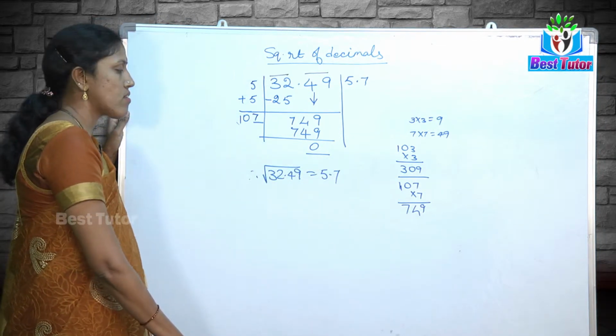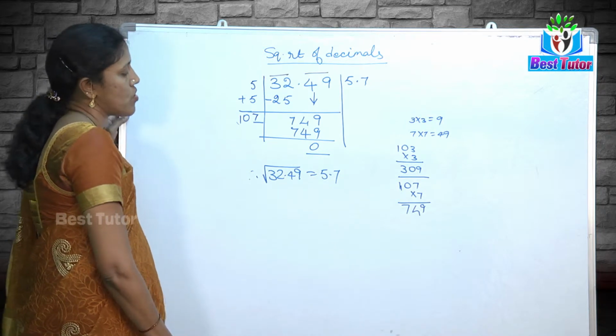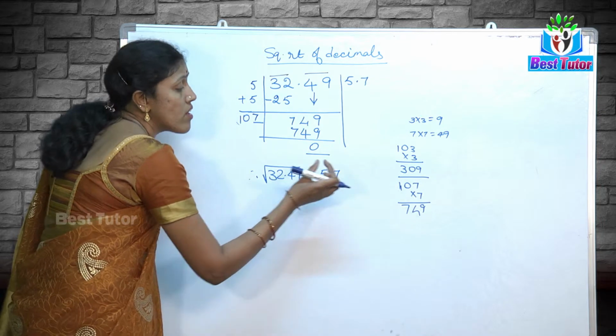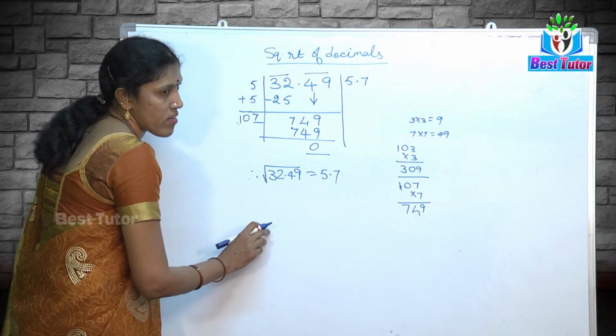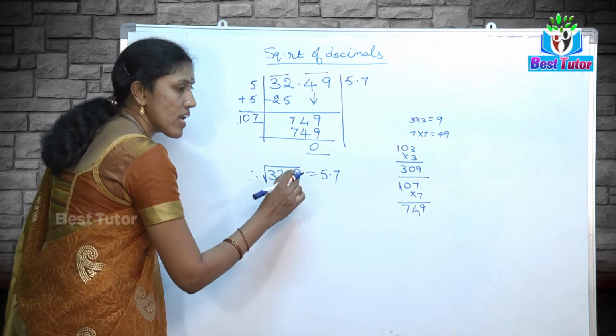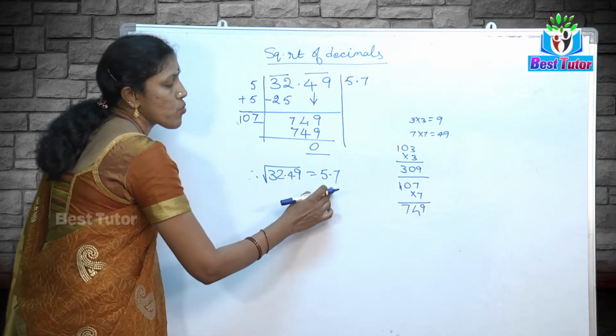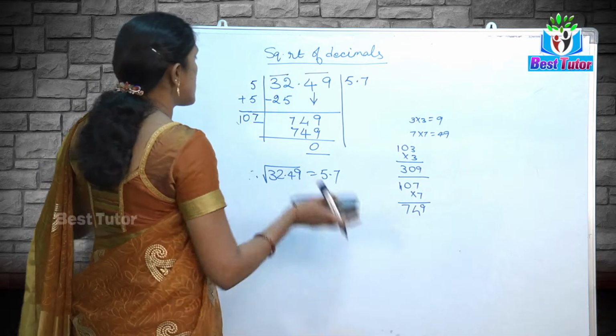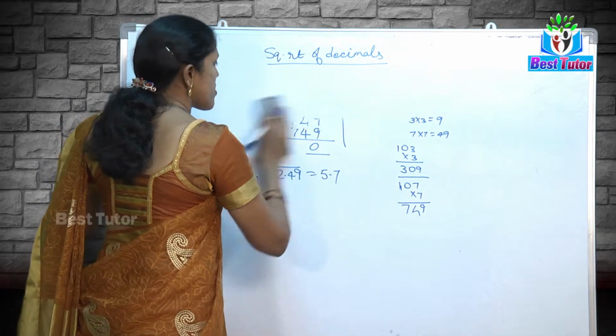And here is one more tip to check our solution. The given question has 2 decimal places. Then the square root will have 1 decimal place. If the given decimal has an even number of decimal places, then the square root will have half of that number of decimal places. One more example.